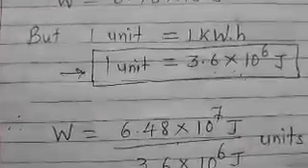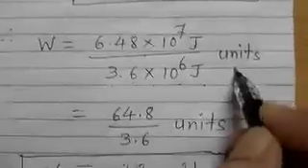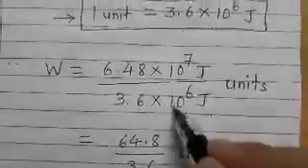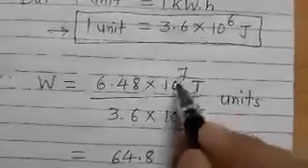If it is given in the examples, well and good. If it is not given, we should know that. So let's convert it into units. When we divide this W with 1 unit, we get these many units. Here 10 raised to 6 and 10 raised to 7 will be cancelled and here we get 10.